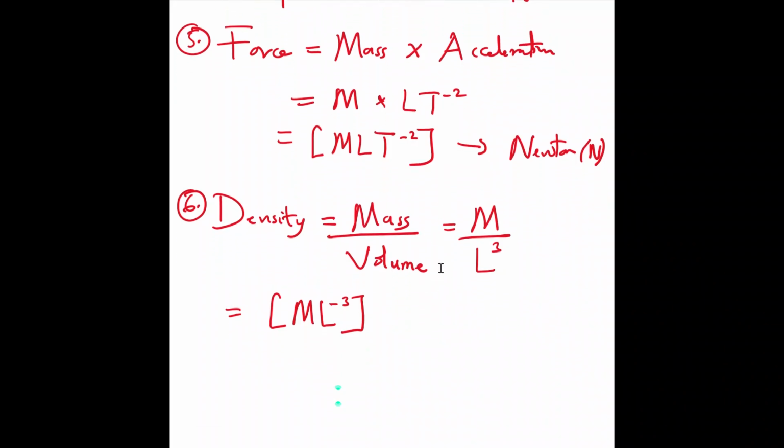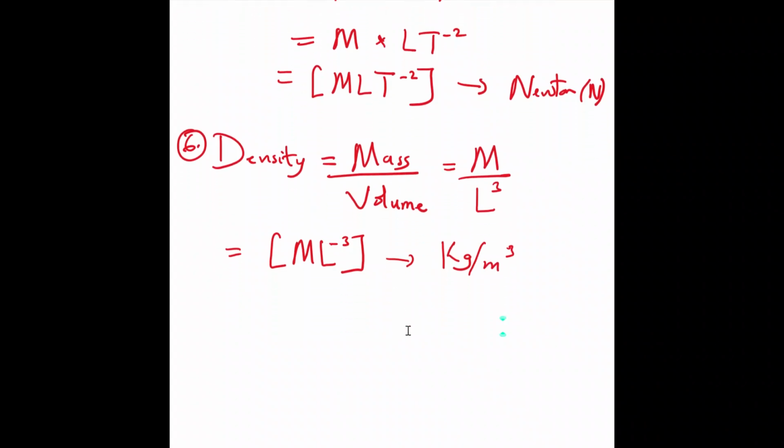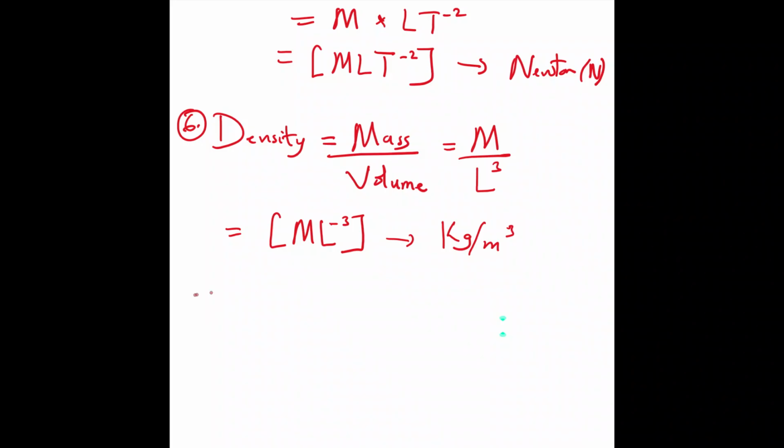So this will be the derived quantity for it. So we need to know that the SI unit for density is kg per meter cube. Okay, kg, kilograms per meter cube.